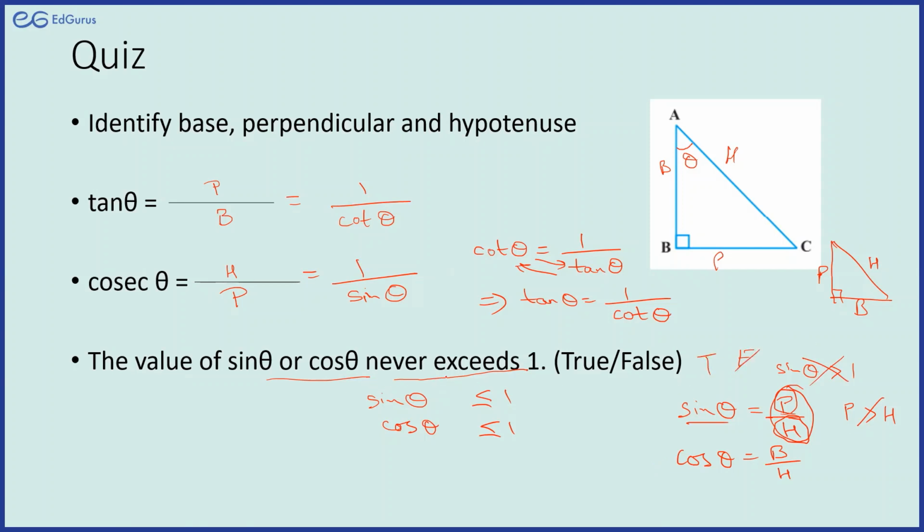Sin theta or cos theta never exceeds 1. Their value is never more than 1. Okay, so this statement is true.